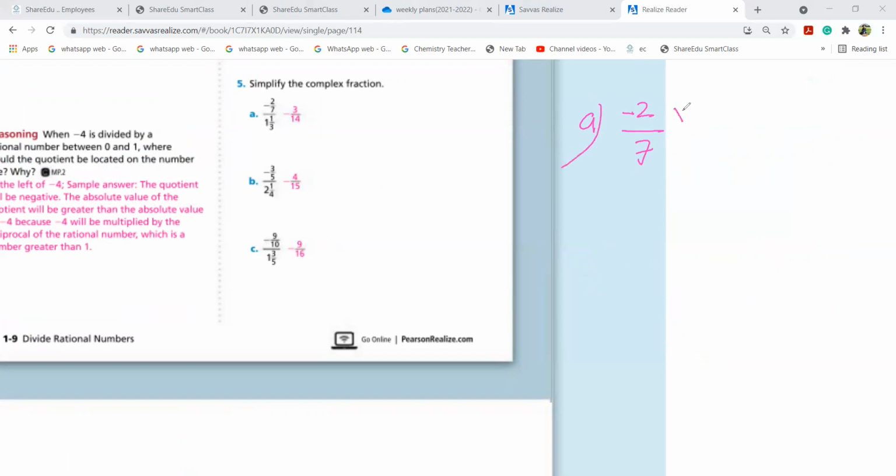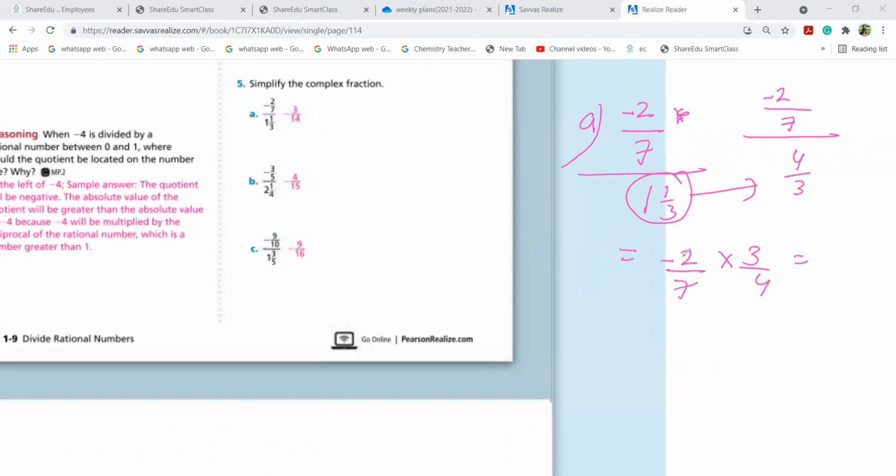Division becomes multiplication. First, let me solve the 1 over 3 part. How do you solve this? -2 over 7 divided by 4 over 3. If you solve this, I get 4 over 3. Now you do -2 over 7, multiplication, flip. So you get 2 times 1, 2 times 2. So -3 over 14. This is your answer. Am I wrong? No, I'm correct.